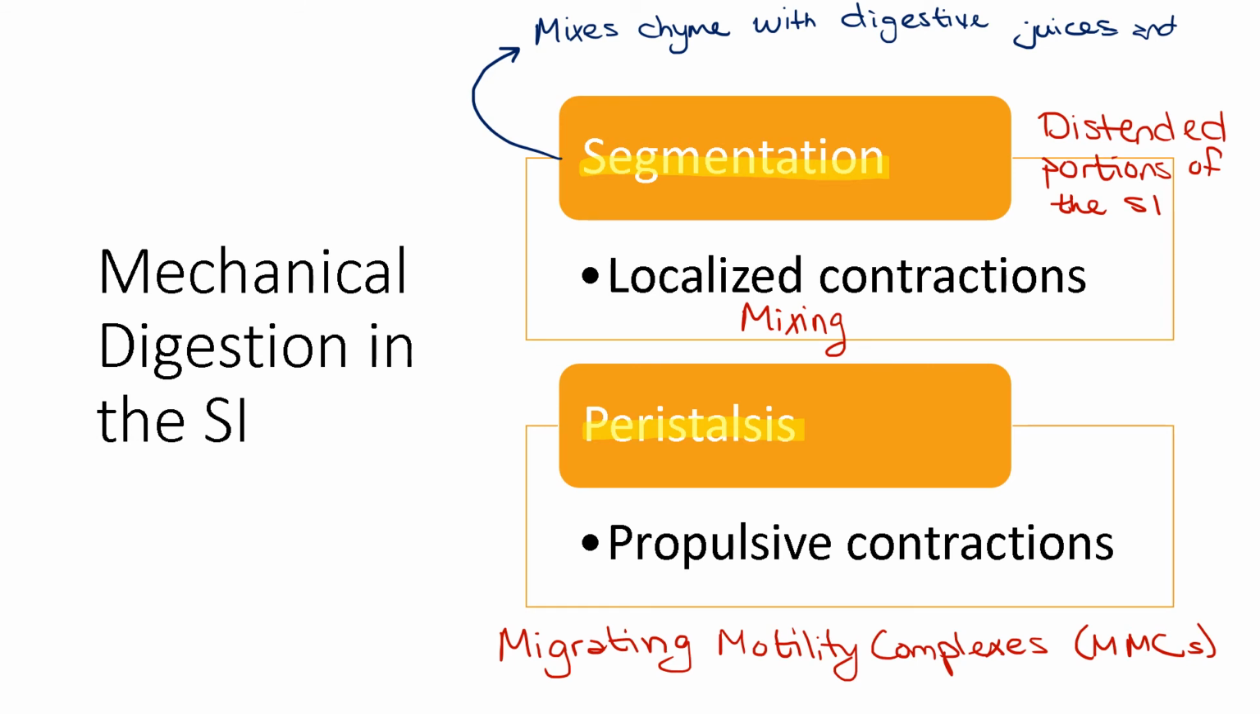These segmentation movements do not push the intestinal contents along the gastrointestinal tract. This isn't like a forward moving type of movement. This is more of a mixing type of movement, bringing food into contact with the mucosa for absorption.